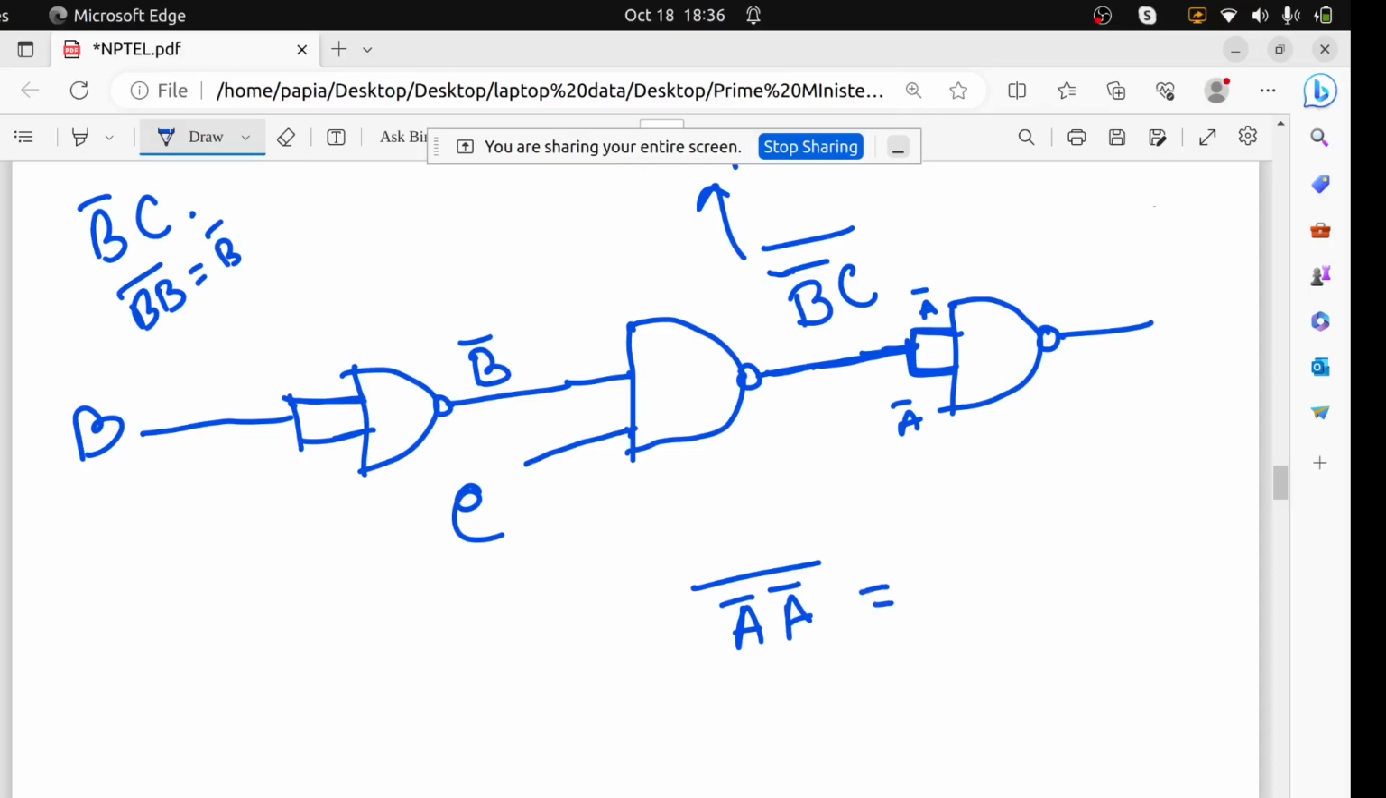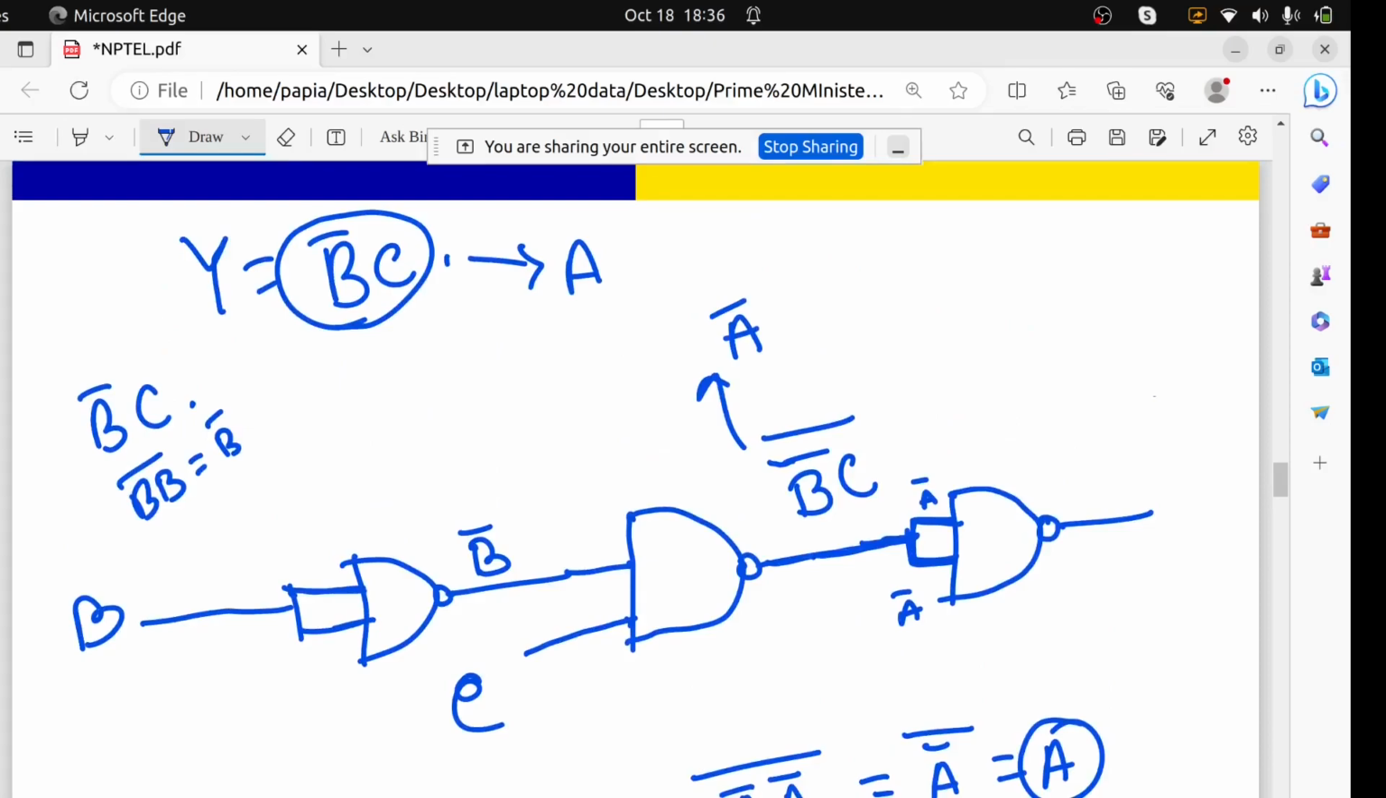Yes, ma'am, it is fine. So A bar I can write as A bar, and as a whole it is A bar whole bar. So that means it is nothing but A. So similarly, I have written here that A is nothing but B bar C. So that means B bar C is here, B bar C is there.